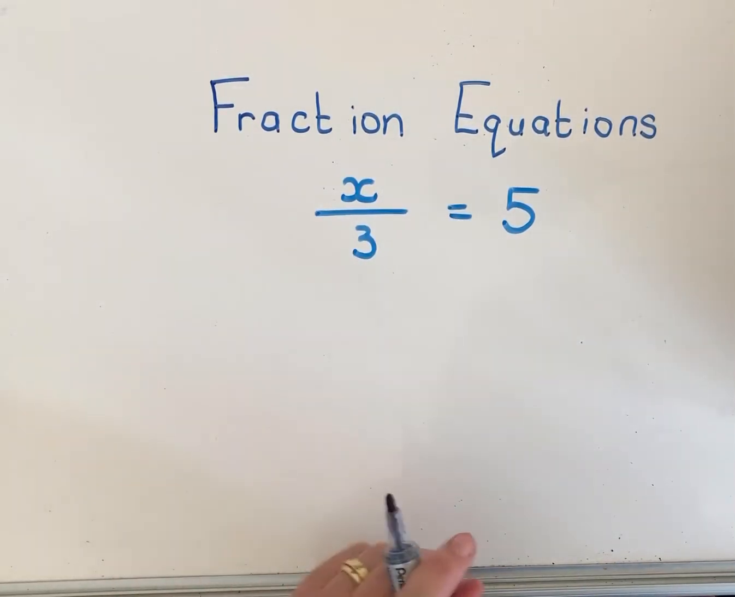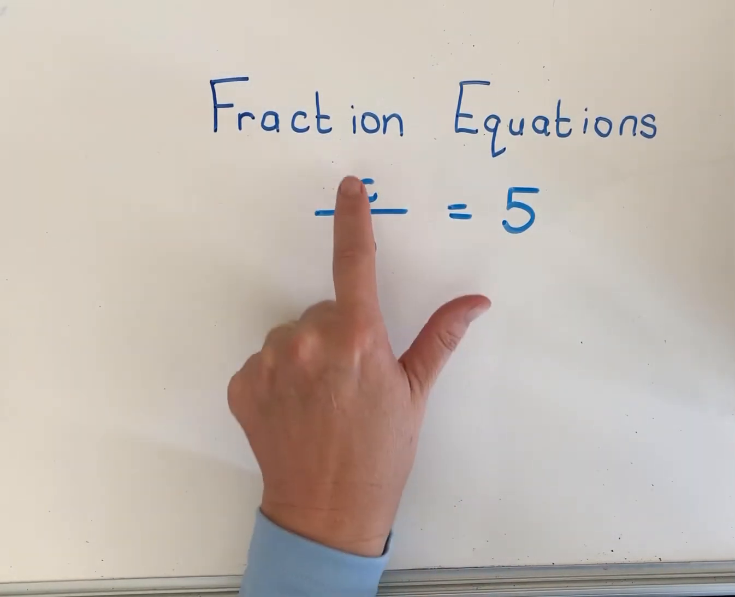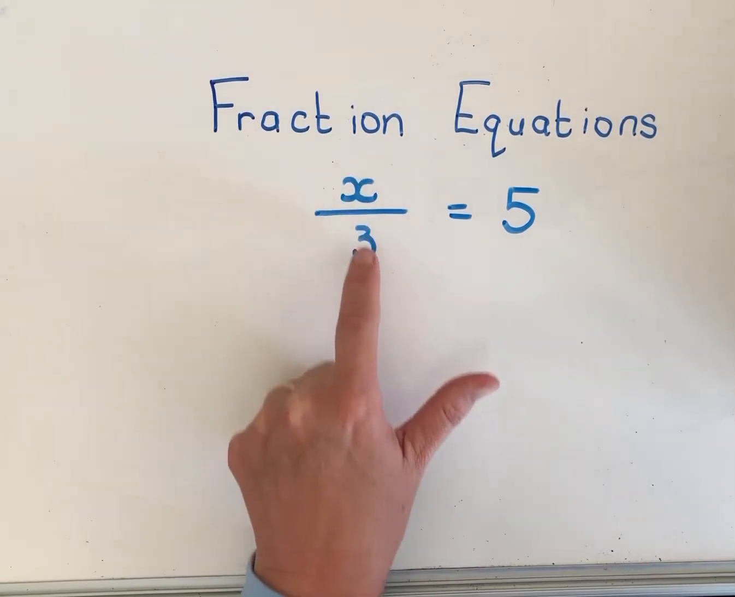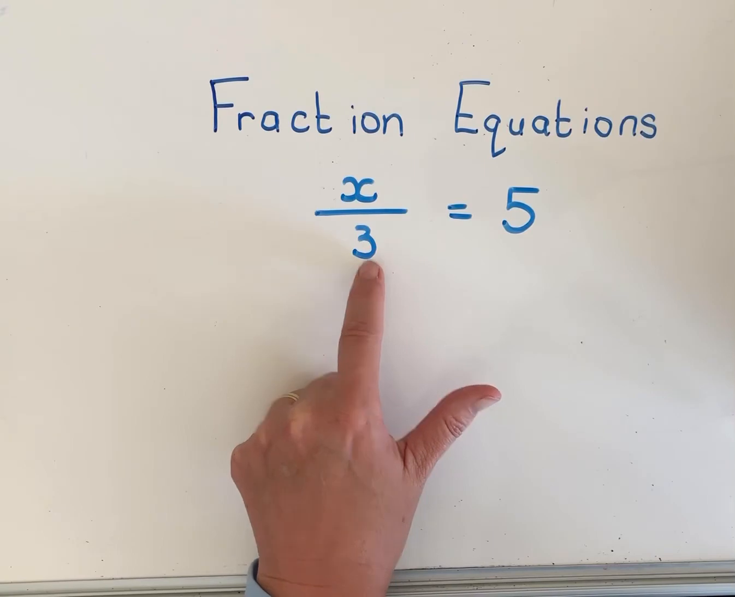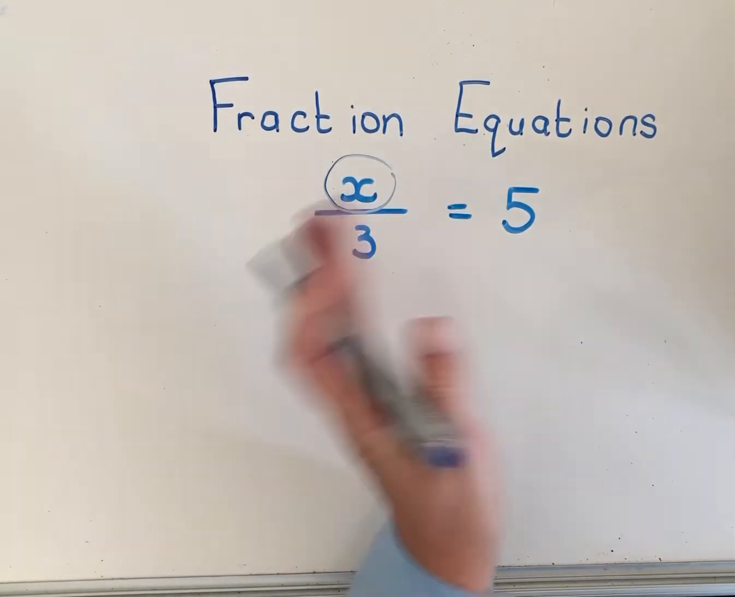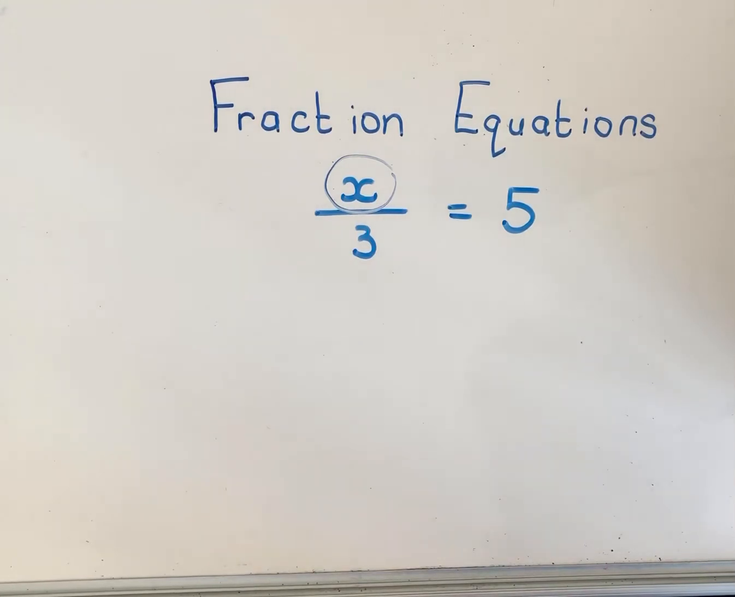But it is going to get a bit more complicated, so let's think of a method that will help us with more complicated fraction equations. So at the moment, this is x divided by 3. What can we do to get rid of divided by 3? Because remember, we only want x on this side and everything else on the other side.